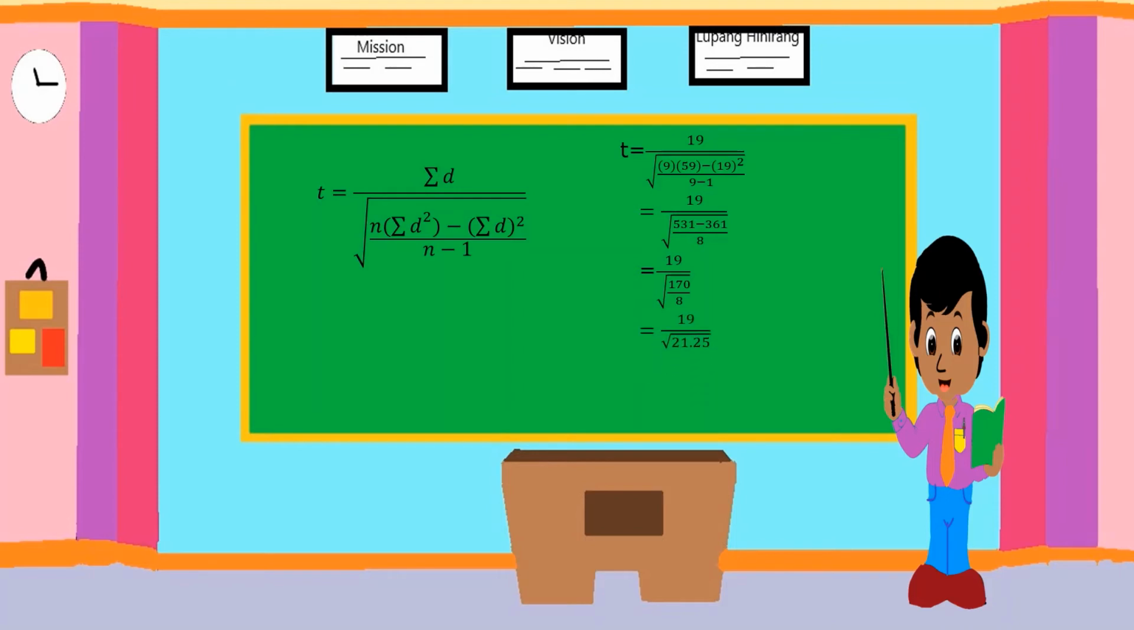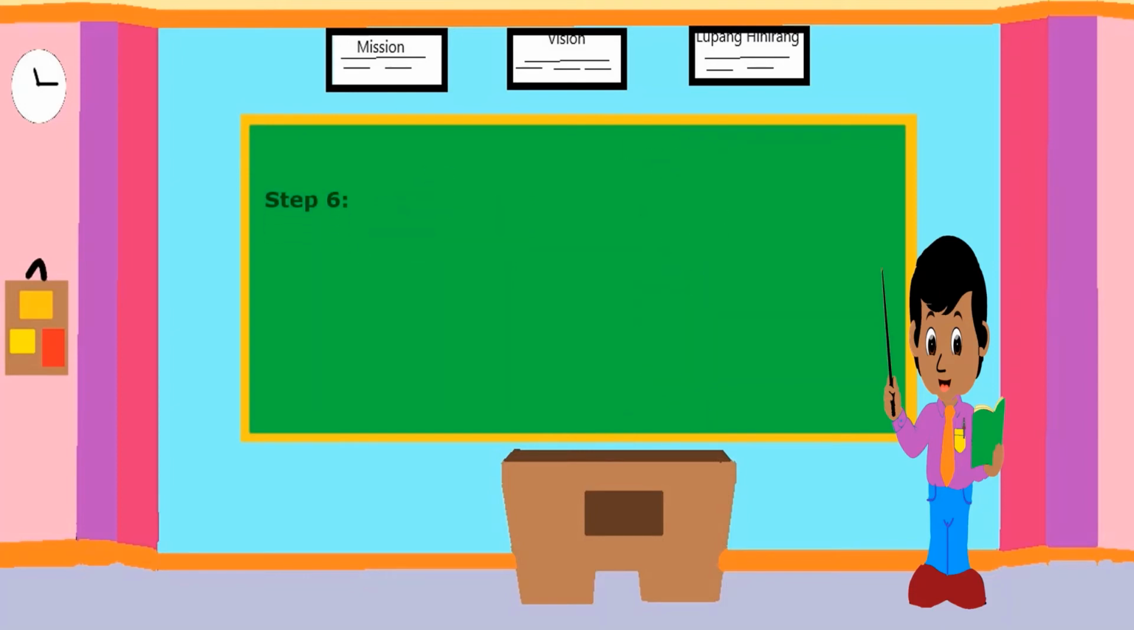And then it becomes 19 over the square root of 21.25, because 170 divided by 8 is 21.25. And now we have 19 over 4.6098, or simply our t is 4.12.